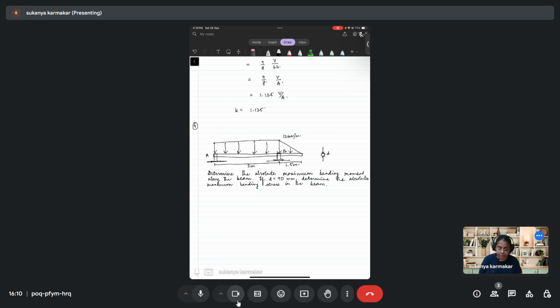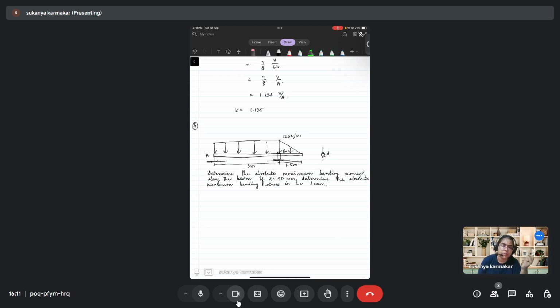Okay, let's solve this question. So first, we'll find out the reactions. We know that at point A and B, there are only two vertical reactions. So first, we'll determine these two reactions. Then what will we do? We'll try to draw the bending moment diagram or write an expression for it, and we'll calculate the maximum bending moment.